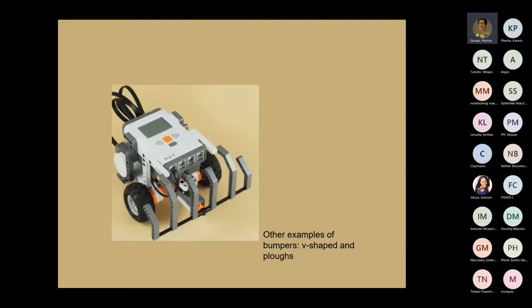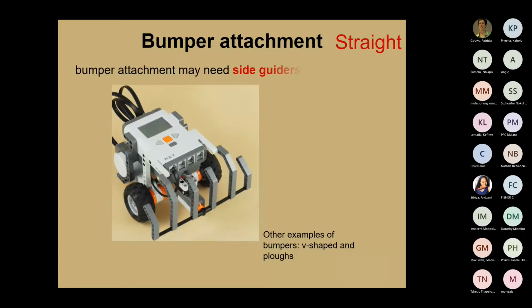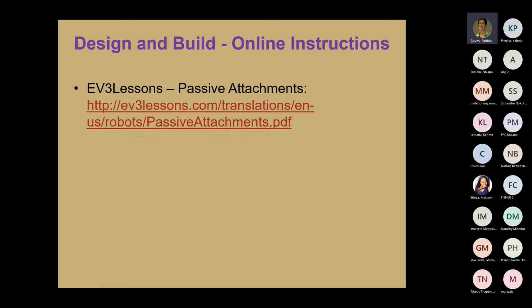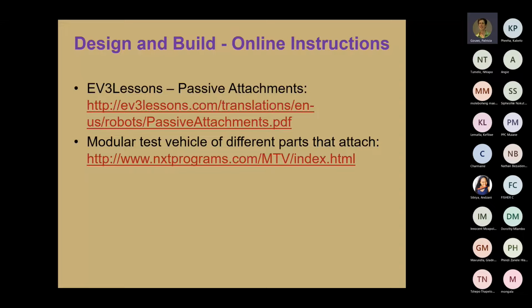All right. If you wanted to pick up a whole lot of sweets, it would not be a good idea. Why? Because the sweets are going to go under the bumper, and so that doesn't really make sense. So usually what you do for a bumper is you add side guides to guide whatever you're pushing. All right. So there's a whole lot of online attachments.